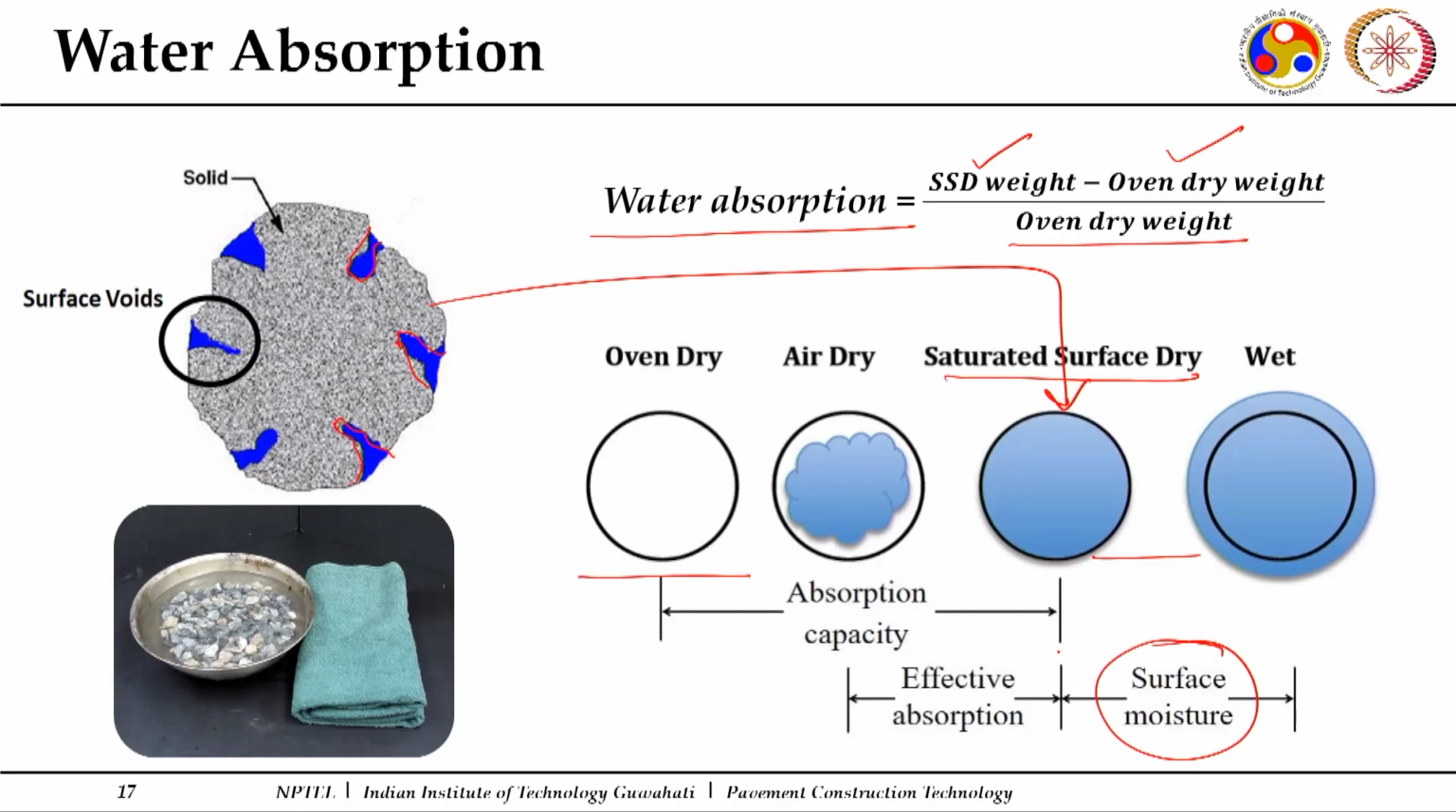What you have is surface moisture. So in this case, once you submerge the aggregates in water, take them out, and remove all surface water by gently using a towel or cloth, what you get is your saturated surface dry. And these two, oven dry weight and saturated surface dry weight, are used to determine the water absorption.